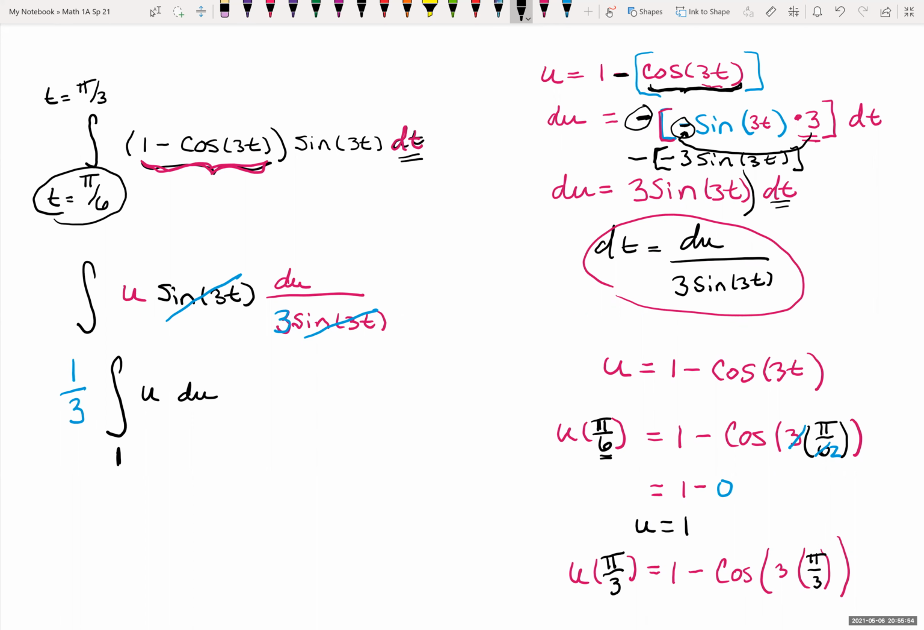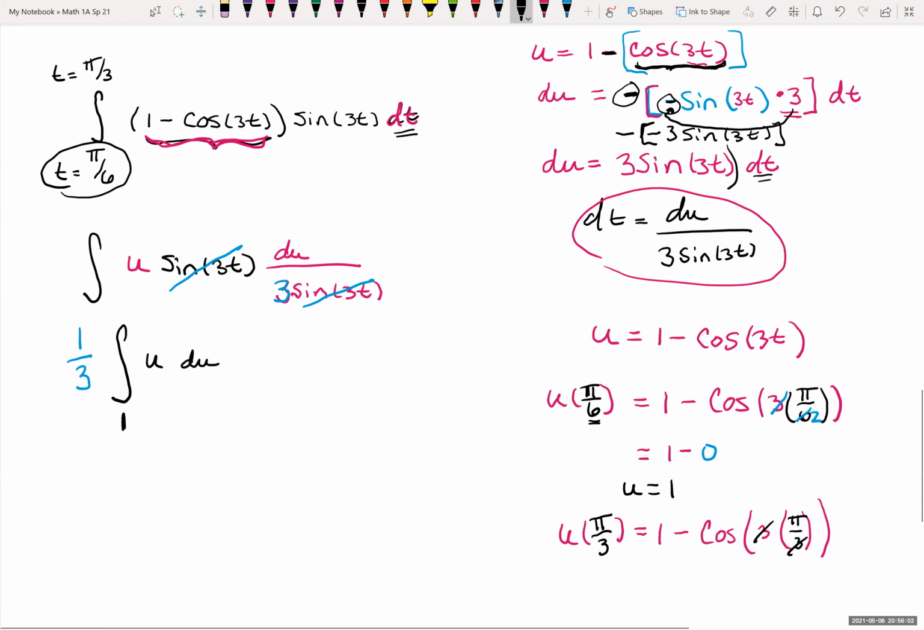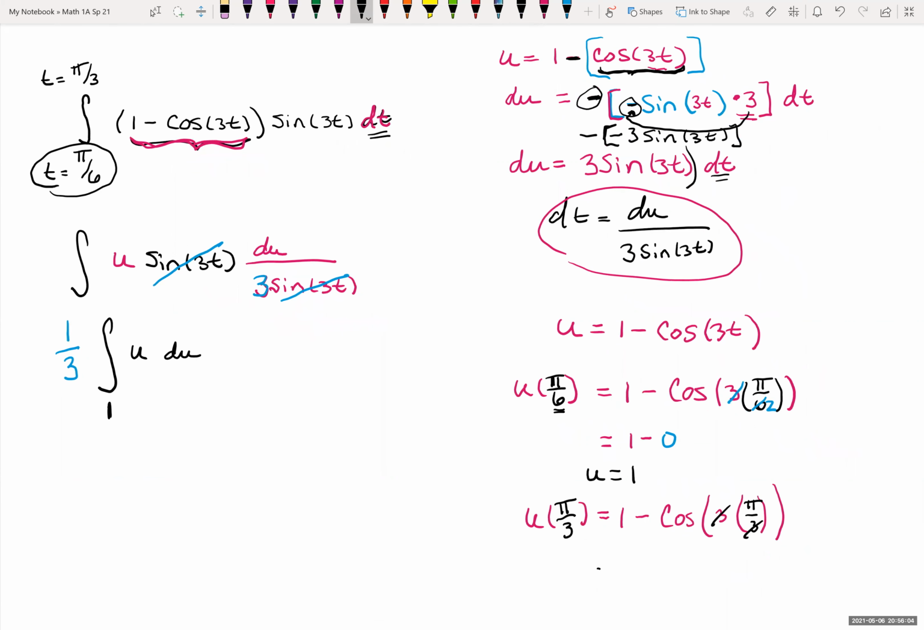Okay, so 3 times pi thirds, now we're really looking at 1 minus cosine of pi. Well, pi gets us to the negative x-axis, so that gives us 1 minus, that's -1, which is giving me back 2. So when t was pi thirds, u is 2.